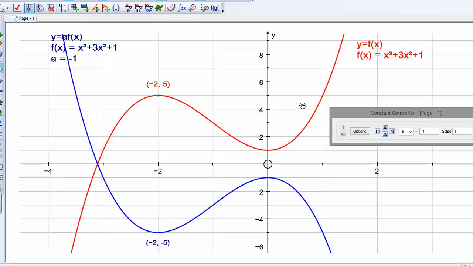So it seems to have reflected in the x-axis. So where this was at 1, it's now gone down to -1. This point here, which is at 5, has now gone down to -5. That bit along the x-axis has stayed where it was, and where we've kind of gone up and then down, in this bit we've gone down and then up. So it's actually reflected in the x-axis.